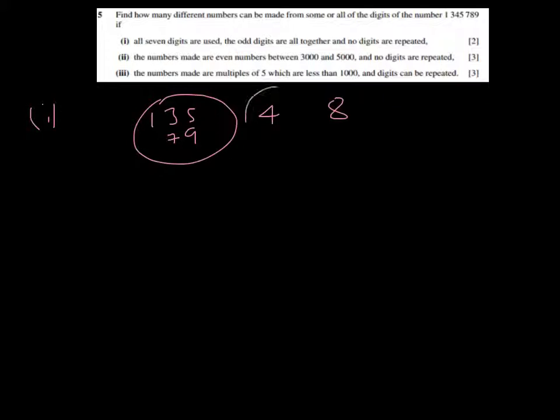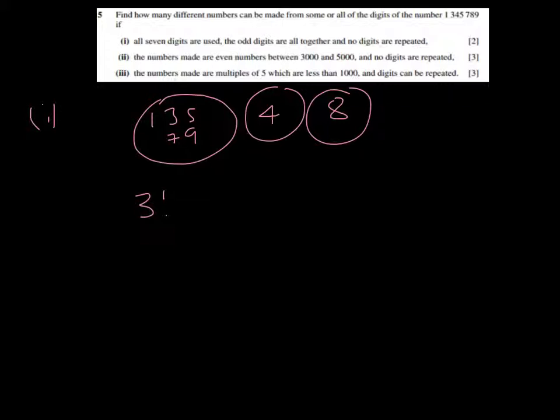So for part 1, all 7 digits are used, and the odd digits are together, and no digits are repeated. So if I put the odd ones together, that's 1, 3, 5, 7, and 9. That leaves 4, and it leaves 8. Okay, so those are my 3 groups I'm going to use to arrange it initially, which means it's 3 factorial ways that I can keep all the odd numbers together, not repeat the digits, and arrange those 7 digits, right?